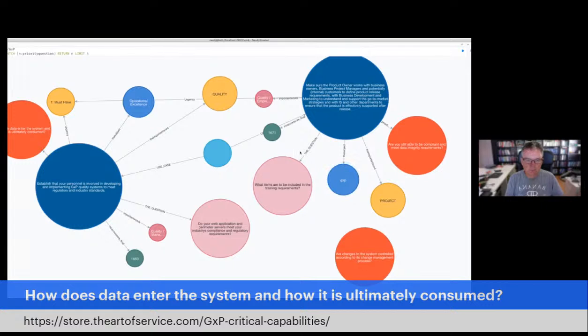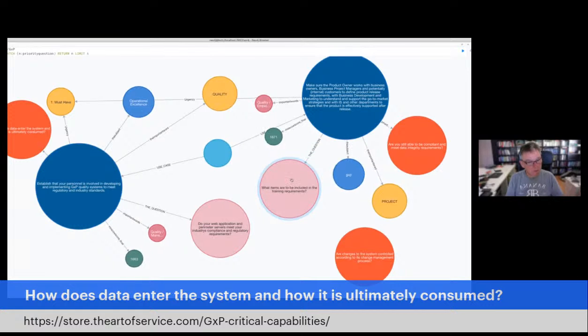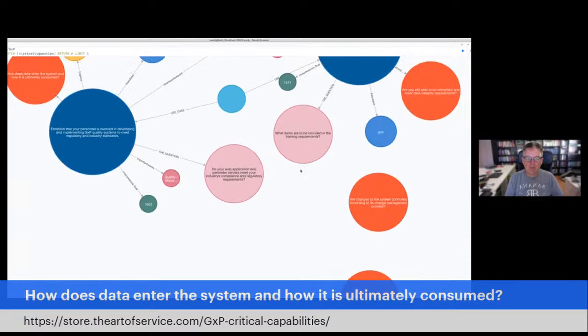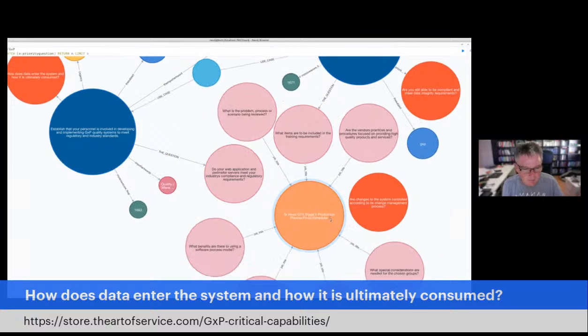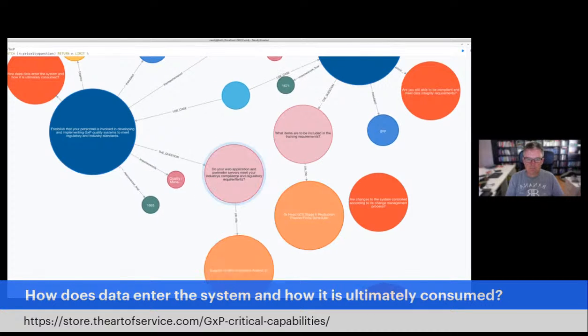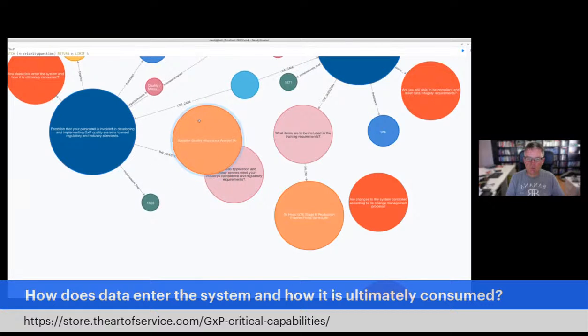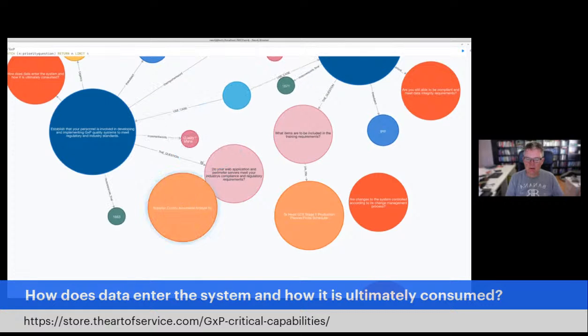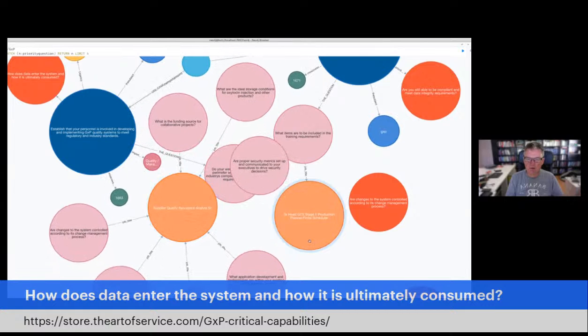If I open it up, what items are to be included in the training requirements, make sure we cover that. It's related to GXP, our main topic, and it is related to the swim lane project. The other thing I can do here is double click on this one. Here comes a job role that's related to GXP that I can ask this question of. And while I'm talking to that person, might as well ask a couple of other questions that are relevant to that job role. And I can do the same here. Supplier quality assurance analyst senior. Let's see what other questions get asked of that person.